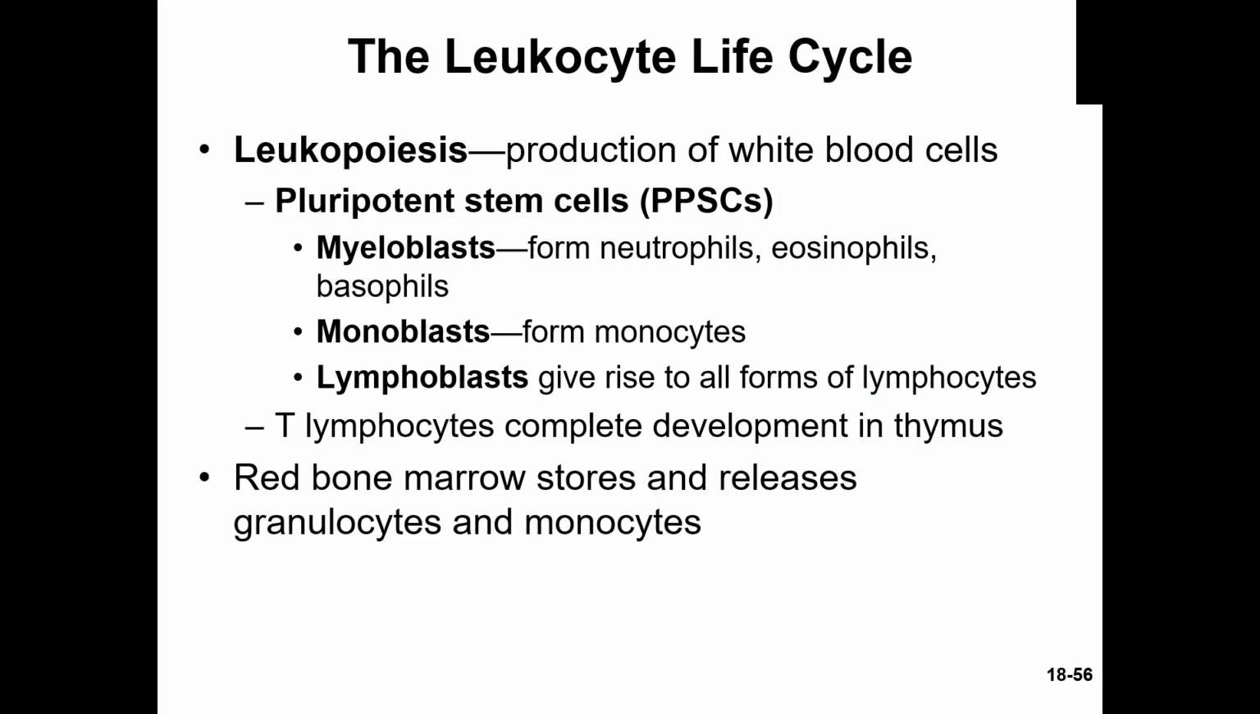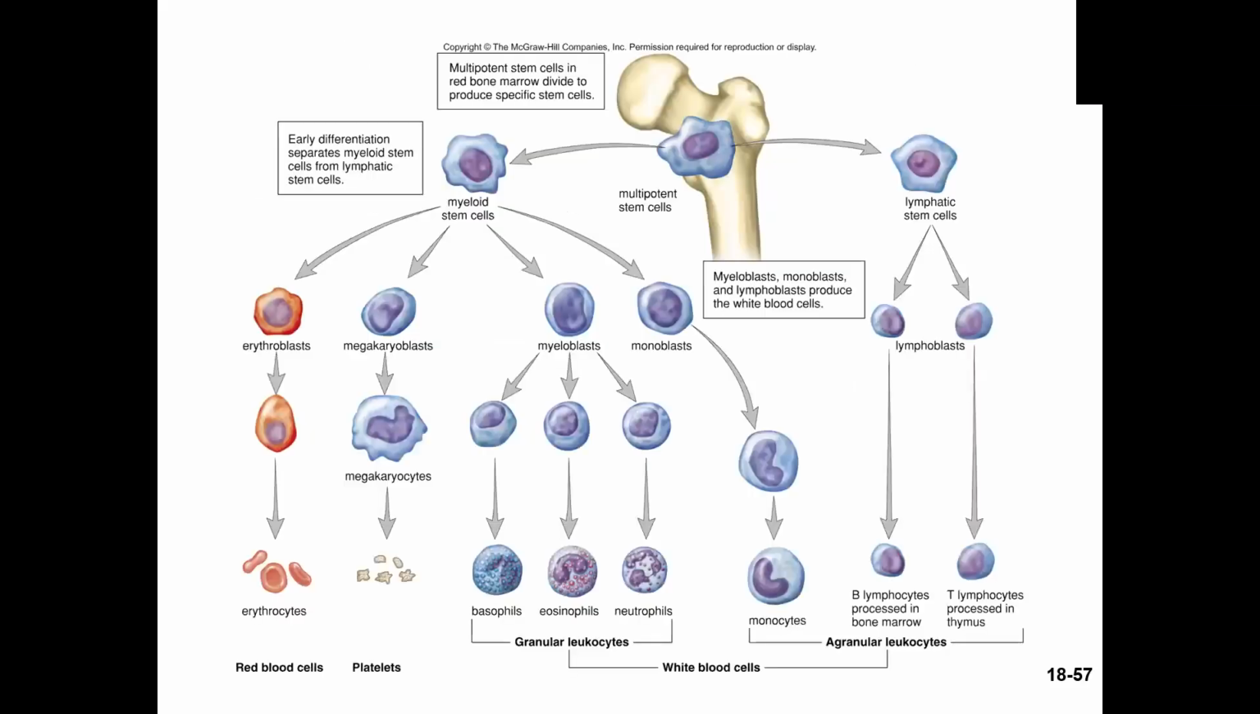The T lymphocytes will complete their development in the thymus. So they're still going to start in the bone marrow, as we are going to see on that map again. The red bone marrow is also responsible for storing and releasing granulocytes and monocytes.